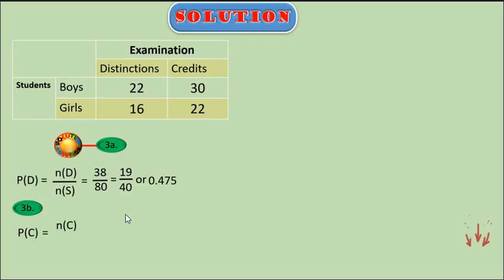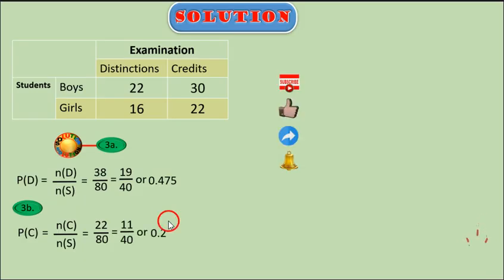Then the next question is the number of girls with credit. So you have that. The number of girls there is 22 divided by the total number of students, 80. Simplifying, I'm going to have 11/40. In decimal, I'm going to have 0.275. That brings us to the end of this presentation.